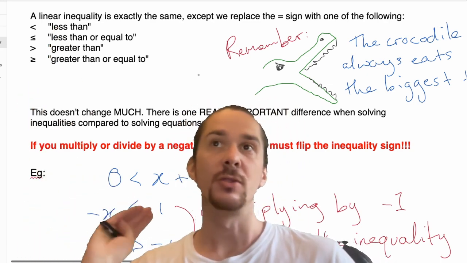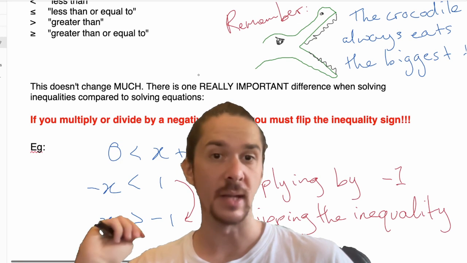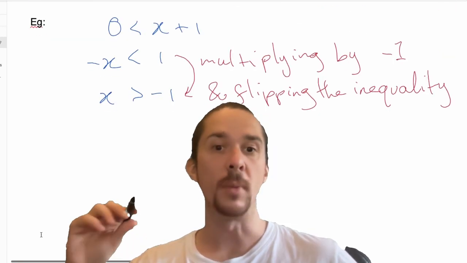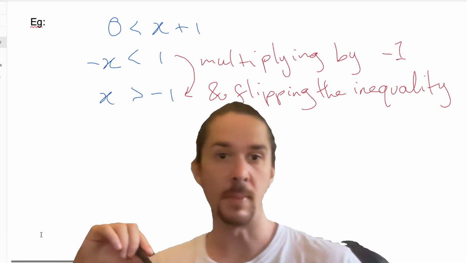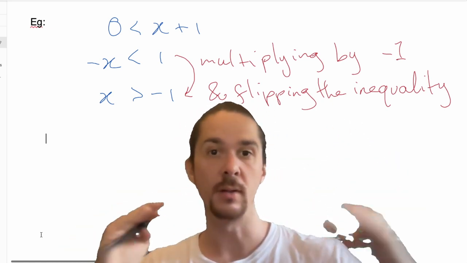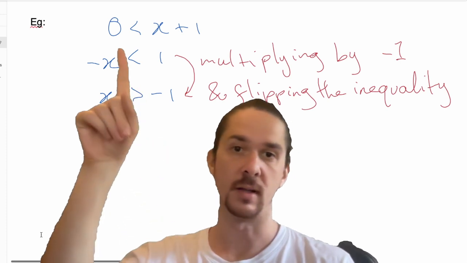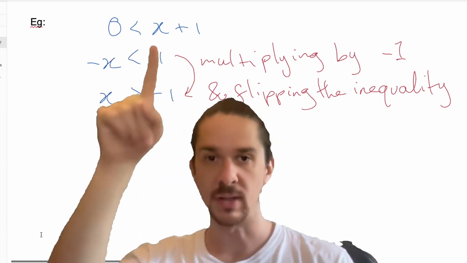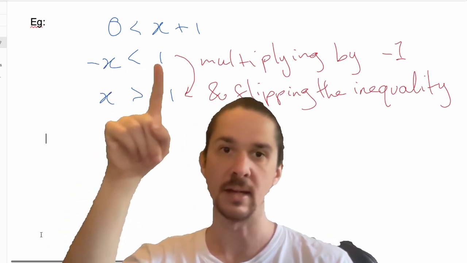It doesn't change much. There's only one really important difference when we're solving inequalities compared to solving equations, and that has to do with when we multiply or divide by negative 1, we have to flip the inequality sign. So if we have 0 is less than x plus 1, we bring the x over, negative x is less than 1.